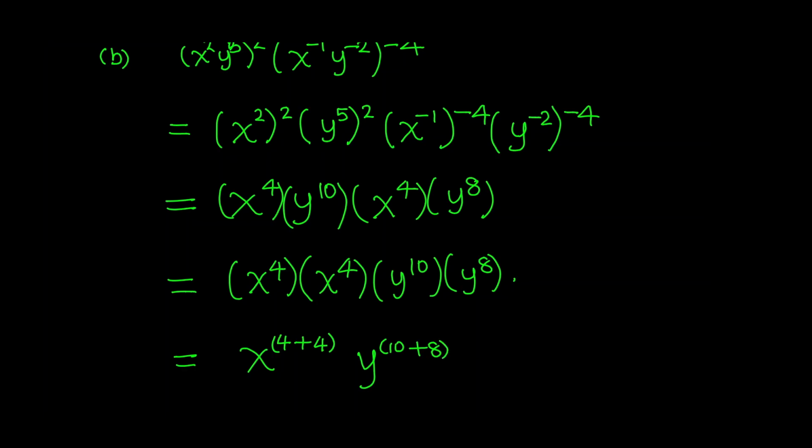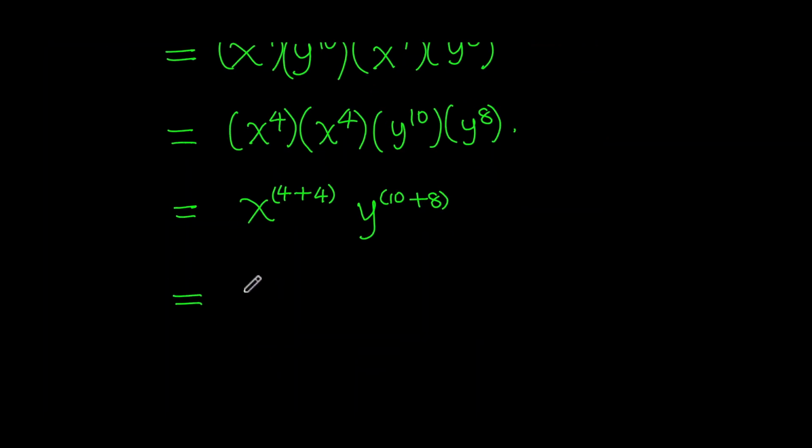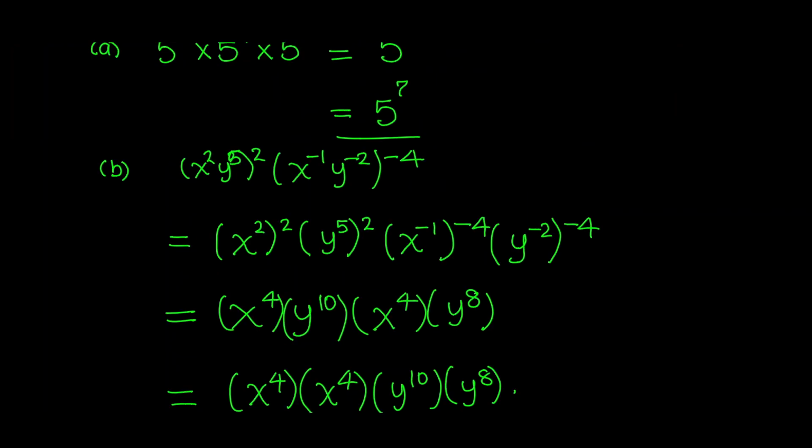Now simplifying, we'll have here x raised to the power 8, and this is multiplied by y raised to the power of 18. Remember, if the letters are brought together, it means multiplication. And since x and y are different bases, this is where we end, and that is how we simplify part B of our question.